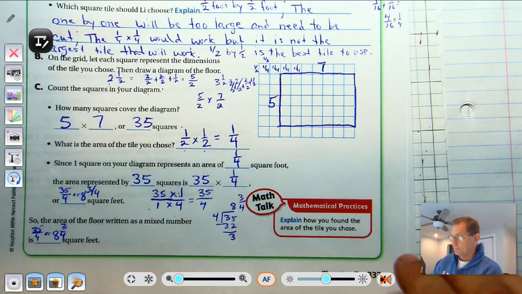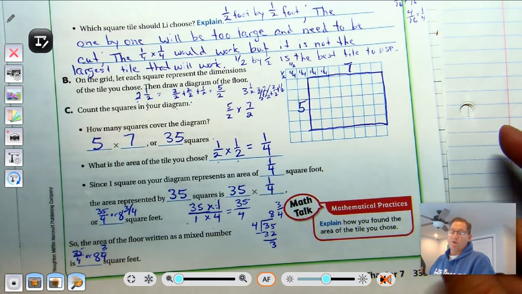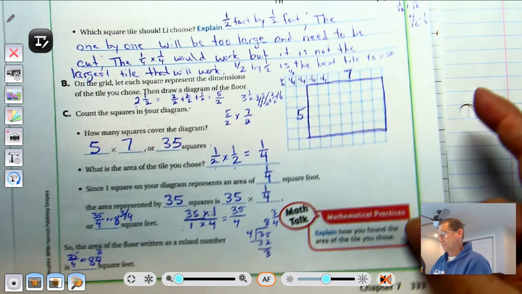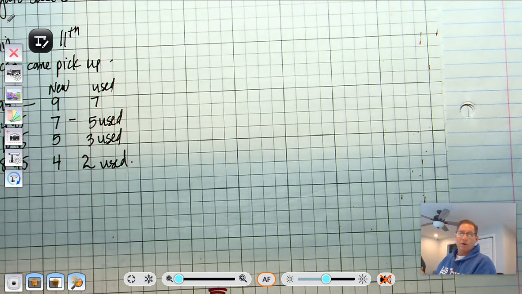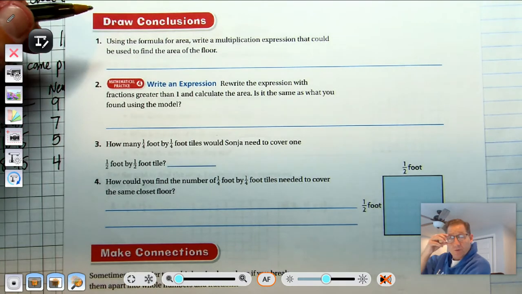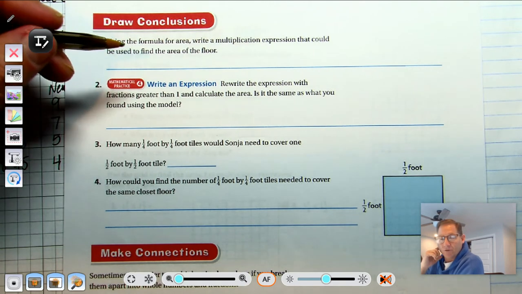So she needs 35 1/2 by 1/2 foot tiles. All right, number 1. Using the formula for area, write a multiplication expression that could be used to find the area of the floor.